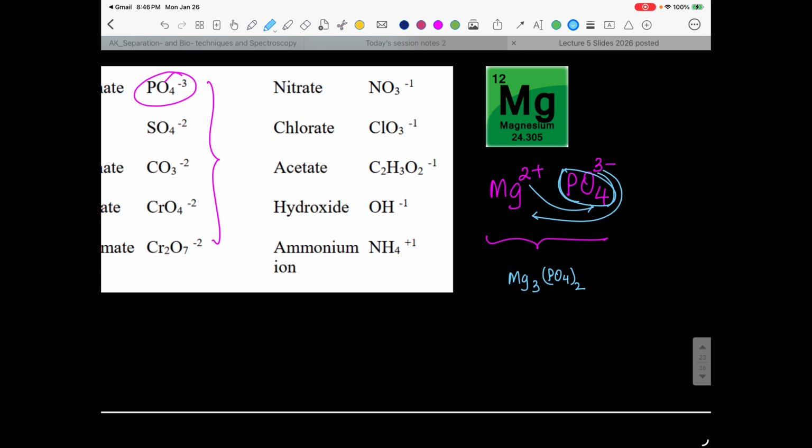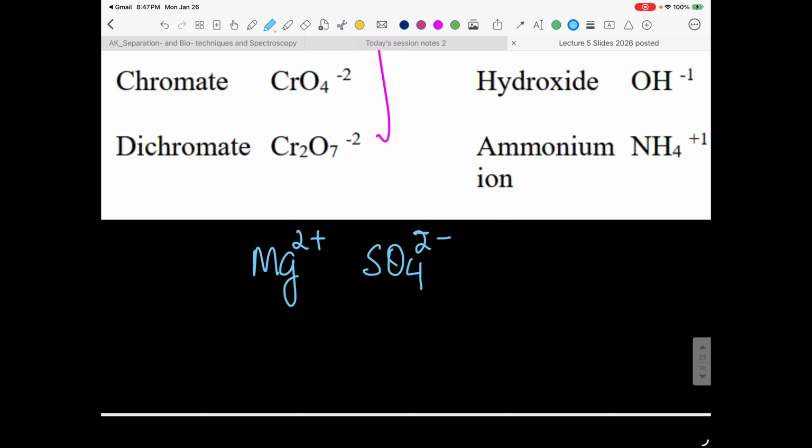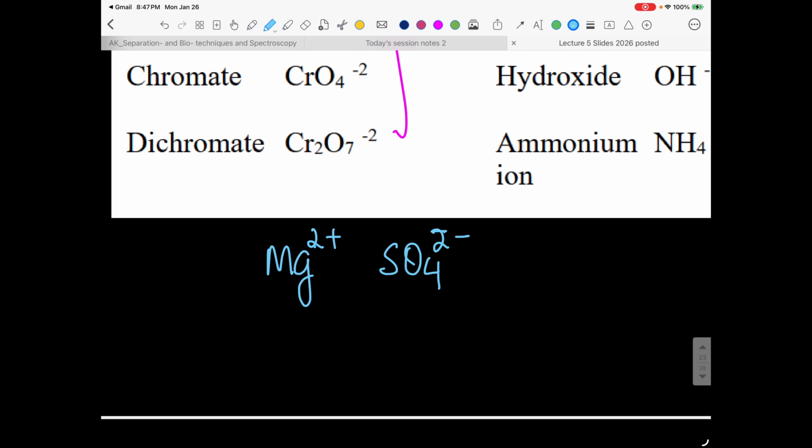So if I were to ask you to write down the formula for magnesium and sulfate, so magnesium has a +2 or 2+ charge, and sulfate has a -2 or 2- charge. So because it is 1:1, the formula will be MgSO4 here.